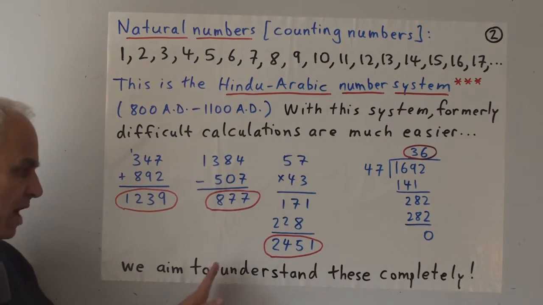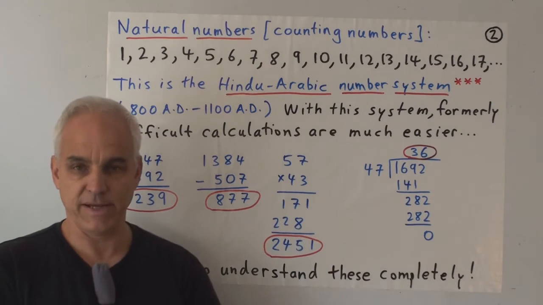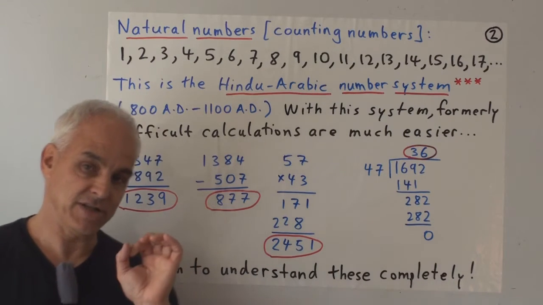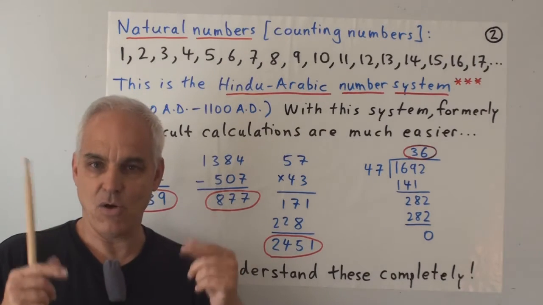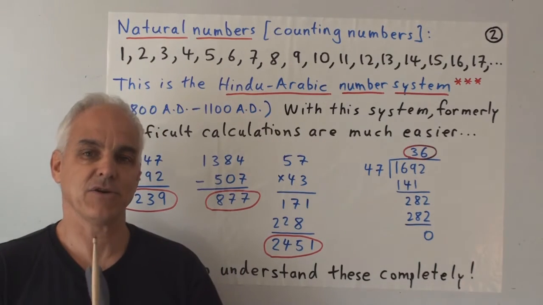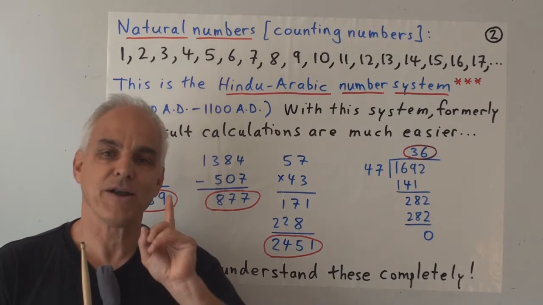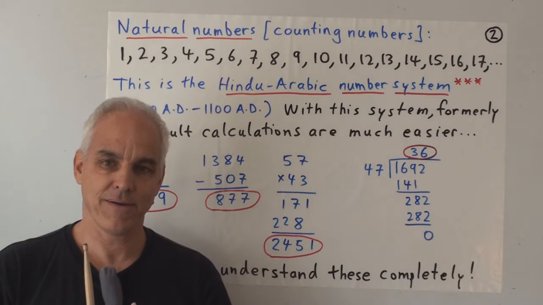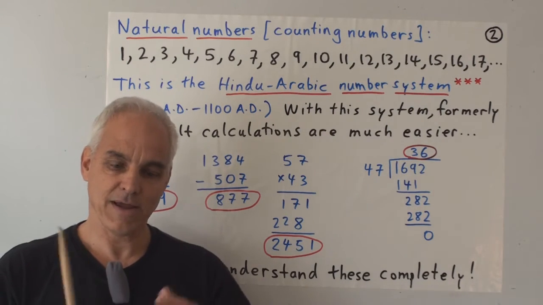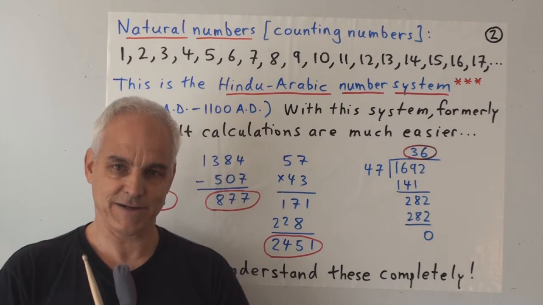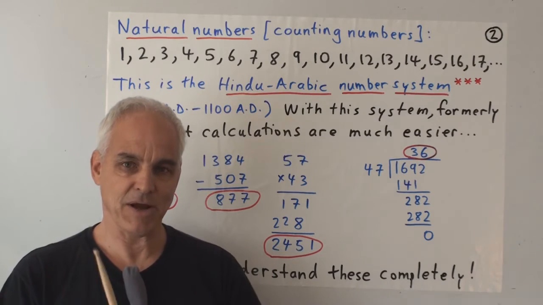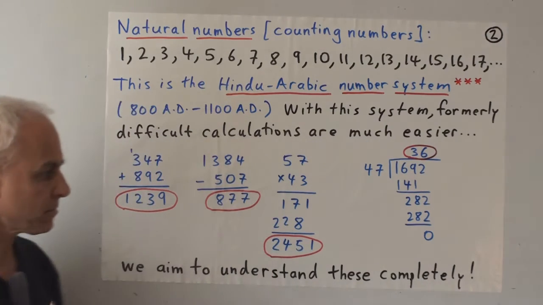So one of our aims is to understand these completely. But not just understand them at the algorithmic level. Not just a question of understanding what you do in order to get an answer. But more importantly, try to understand why they work. Why they work gives us a much bigger view of the mathematics. Makes everything much simpler to understand.